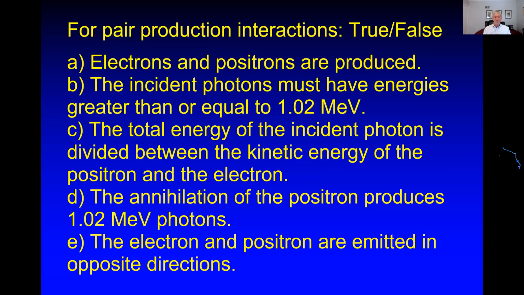Okay, these questions are regarding pair production only. True or false? Electrons and positrons are produced. True. The incident photons must have energies greater than or equal to 1.02 MeV. True. The total energy of the incident photon is divided between the kinetic energy of the positron and the kinetic energy of the electron.